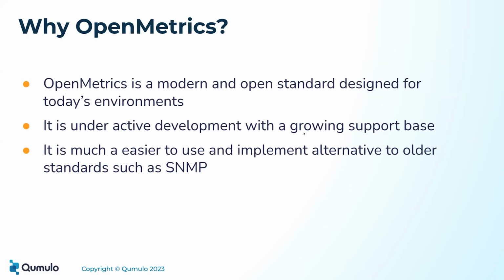So why did Qumulo choose OpenMetrics? OpenMetrics is a modern and open standard, and it's designed for today's environments. It's under active development, and there's a growing support base of different applications out there that can speak to an OpenMetrics API and collect and present this information. It's also much easier to use and implement than things like SNMP. If you ever had to delve through the SNMP protocol spec, you know it's quite dense and really not human friendly at all. So OpenMetrics is meant as a modern replacement for things like SNMP.